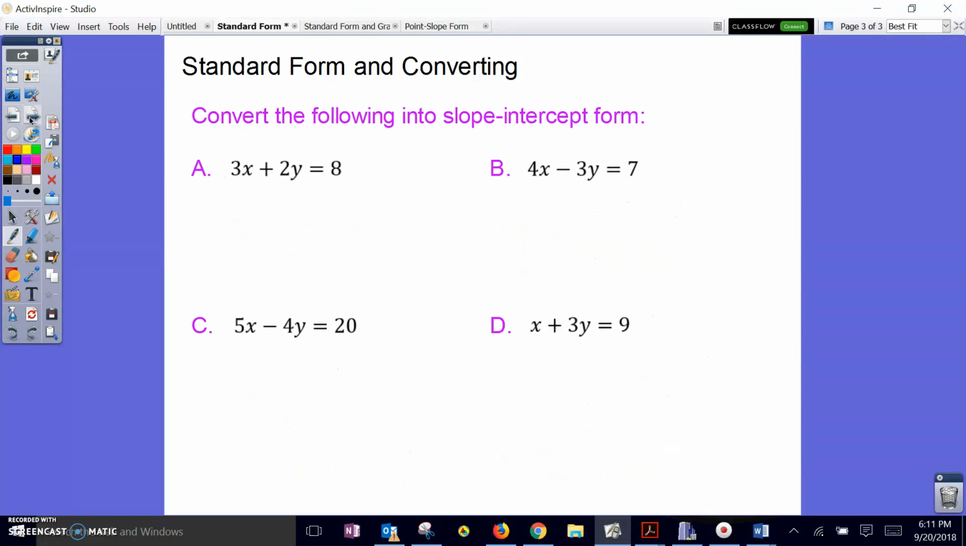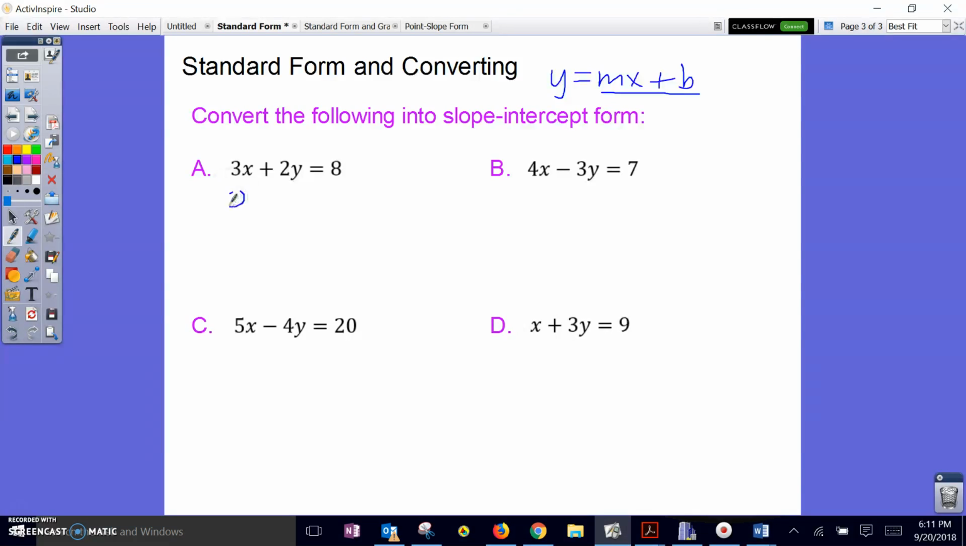In the next set of examples, we'll look at converting from standard form into slope-intercept form. And so all I need to do, remember, slope-intercept form is y equals mx plus b. So all I need to do is get them into this form, get y by itself on the left-hand side of the equation, and get everything else over to the right-hand side where we've got our x's and then our constant added on. So let's look at the first example, 3x plus 2y equals 8.